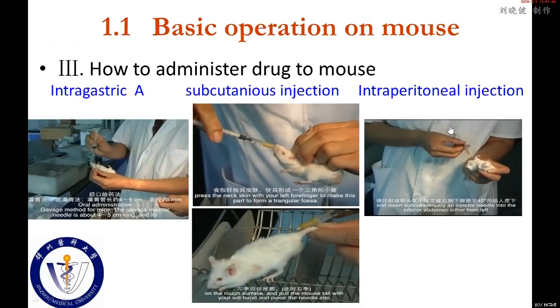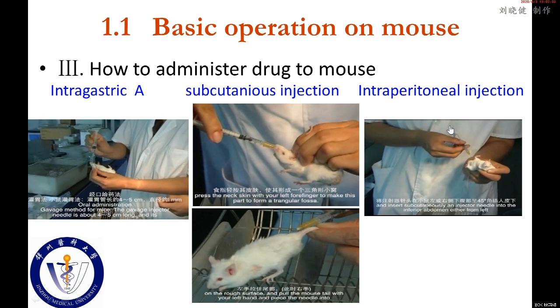How to administer drug to mouse? You can use different routes of administration. During your pharmacology theory class, you have learned several routes of administration. They have different advantages and disadvantages, and they are used in different situations. Do you still remember them? And do you remember when you studied administration routes?